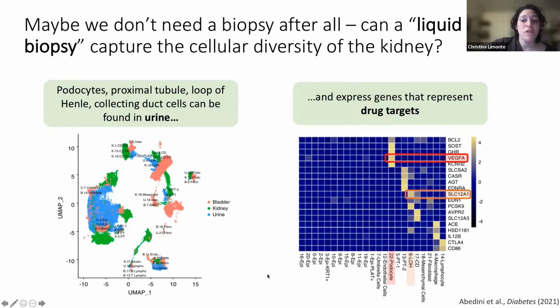Or maybe you don't need a biopsy at all. Maybe in the future, urine can serve as a liquid biopsy of sorts. How can this potentially work? Well, one of the ways is by sequencing cells found in the urine. It's been shown that podocytes, proximal tubule cells, loop of Henle, and collecting duct cells can all be identified in the urine, and that these exhibit similar expression patterns as their parenchymal counterparts. And you can see here that the urine cells are in blue, and they are in the same kind of grouping as kidney cells of the same type.